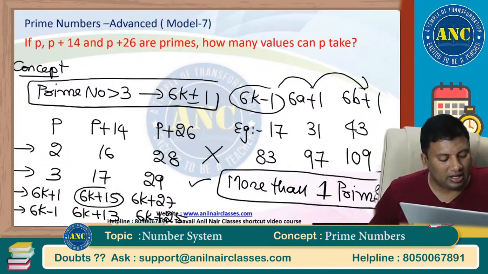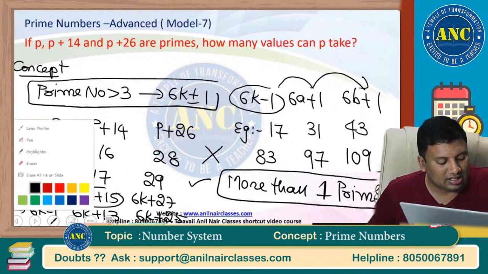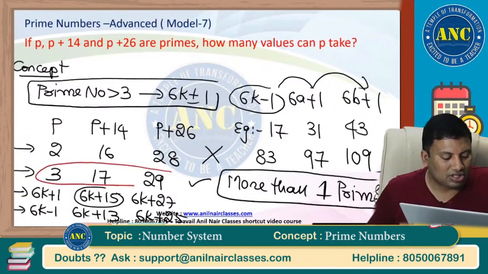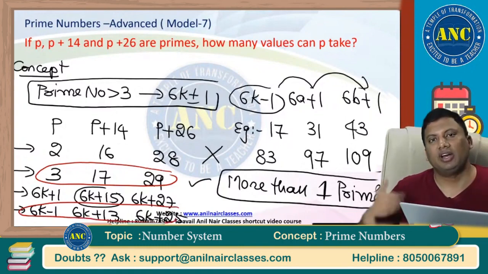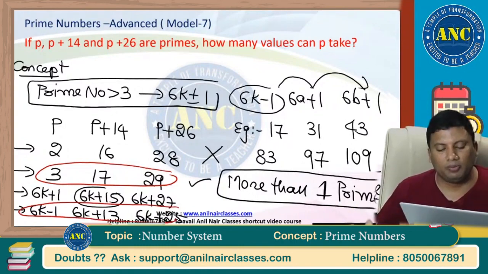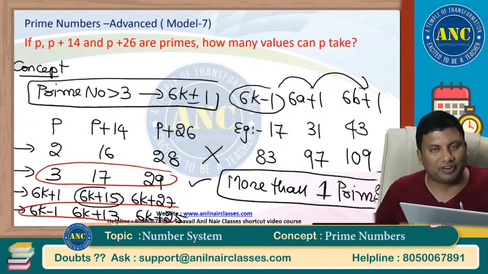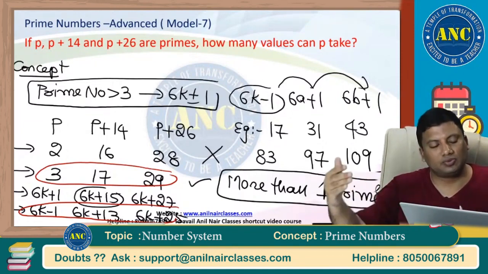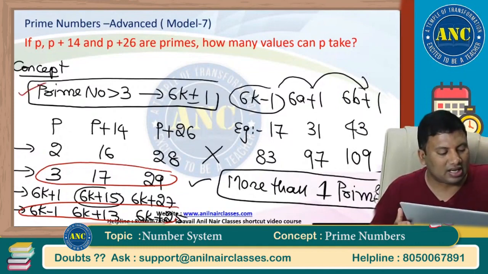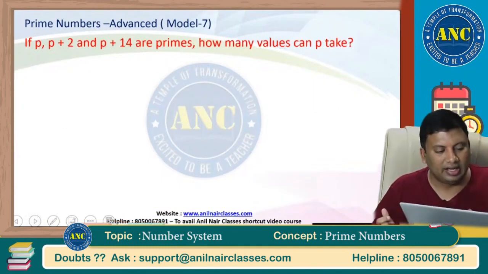Not only P equivalent to 3, there exist some other prime numbers of the form 6k minus 1 which will also satisfy. There could be 2 numbers, 3 numbers, 4 numbers, and so on. There is no limit for P. So 2 digits, 3 digits, 4 digits, and the process continues. I hope the idea is clear.